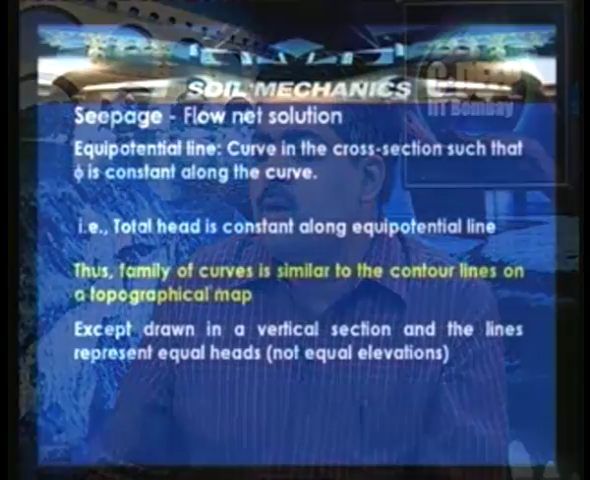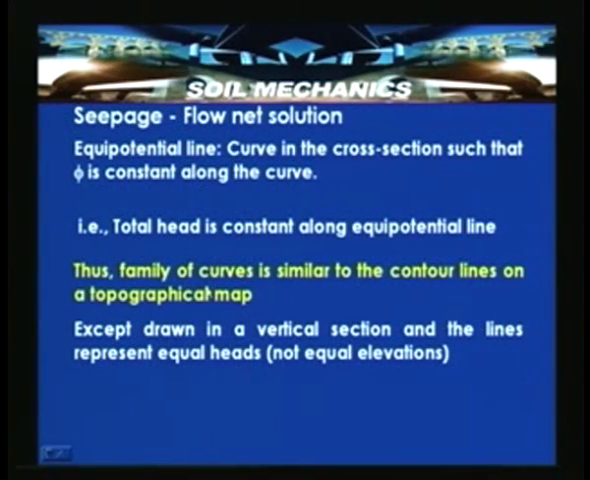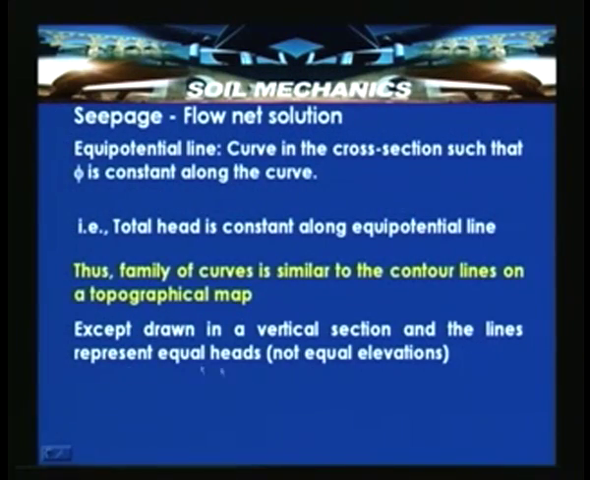Thus, the family of curves is similar to the contour lines on a topographical map. If you compare these families of potential lines, they are analogous to contour lines in a topographical map, except that they are drawn in a vertical section and the lines represent equal heads, not equal elevations.